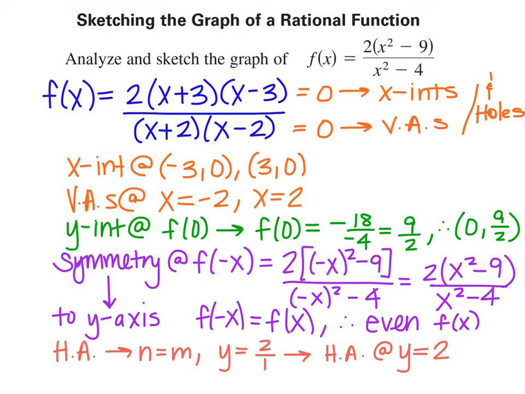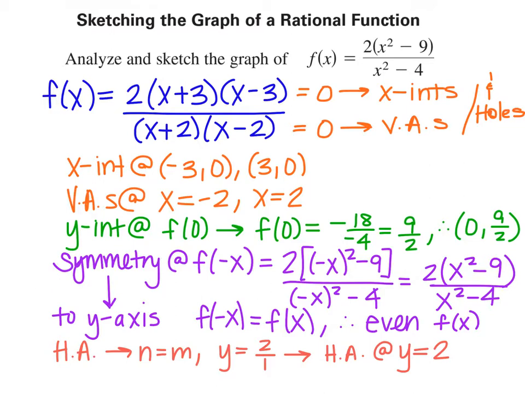Now I can plug in 0 for x to find my y-intercept, and I end up with 0, 9/2. And I'm going to test for symmetry just to see if this is symmetrical to anything. I do that algebraically by plugging in -x. And when I do that, it returns the original function, f of x. So that means I have an even function, which means I have symmetry to the y-axis.